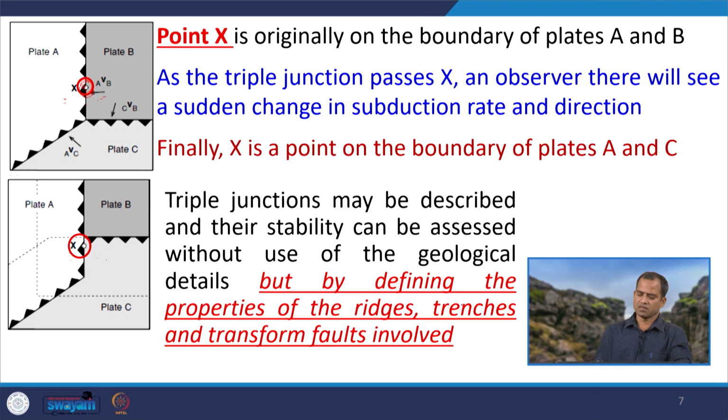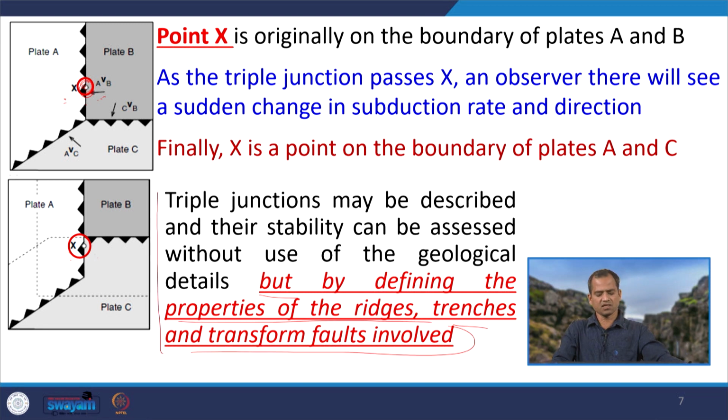So, the properties of the ridges, trenches and transform faults involved, that means a triple junction may be described and their stability can be assessed without use of the geological details. Nothing related to geology, whether it is which rock and which type of boundary it is sharing, it is just the relative velocity and the orientation and the azimuth. These things are what define the assessment of the stability and instability of the triple junction.